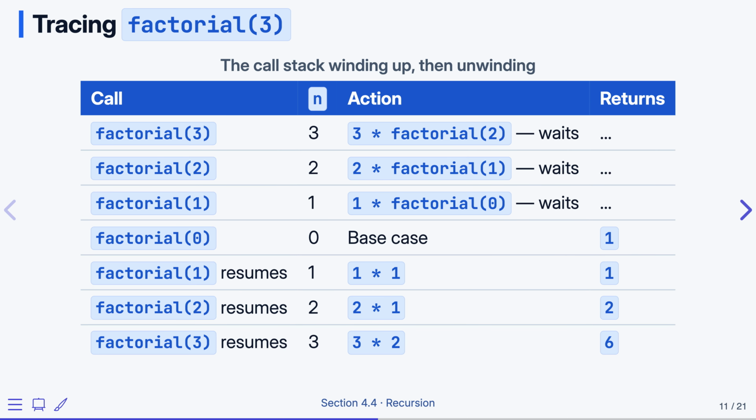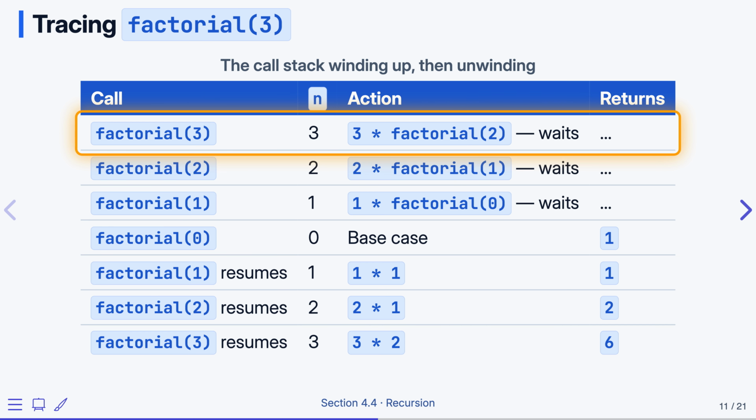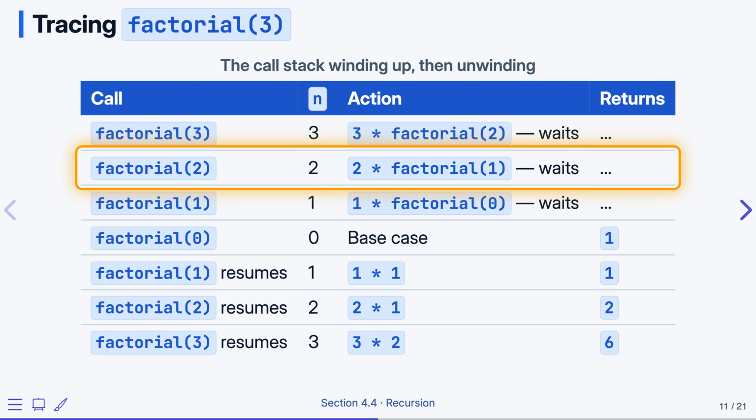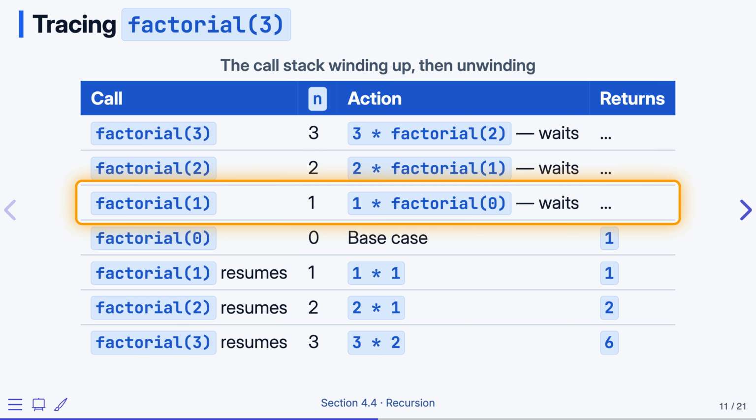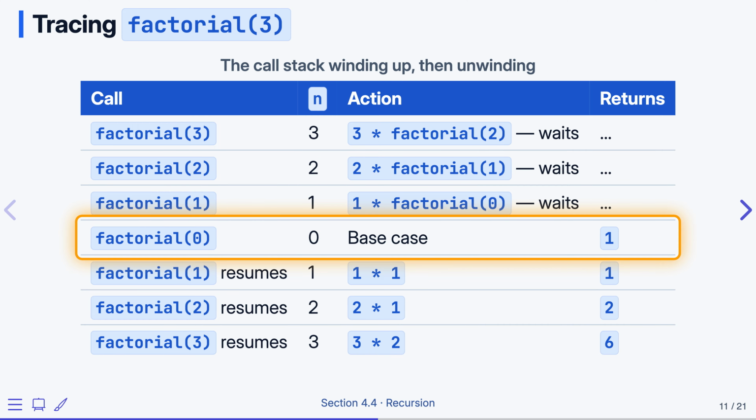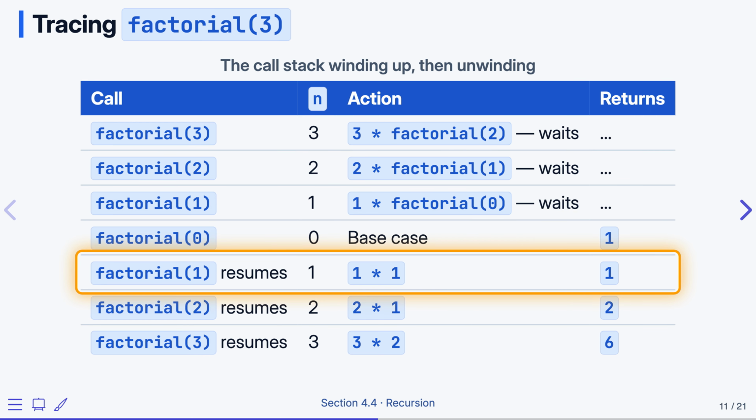This is the same trace as a table. Read top to bottom for the winding phase, then the resumes for the unwinding phase. Factorial of 3 waits, computing 3 times factorial of 2. Factorial of 2 waits, computing 2 times factorial of 1. Factorial of 1 waits, computing 1 times factorial of 0. Factorial of 0 hits the base case and returns 1. Now the unwinding begins. Factorial of 1 computes 1 times 1 and returns 1.